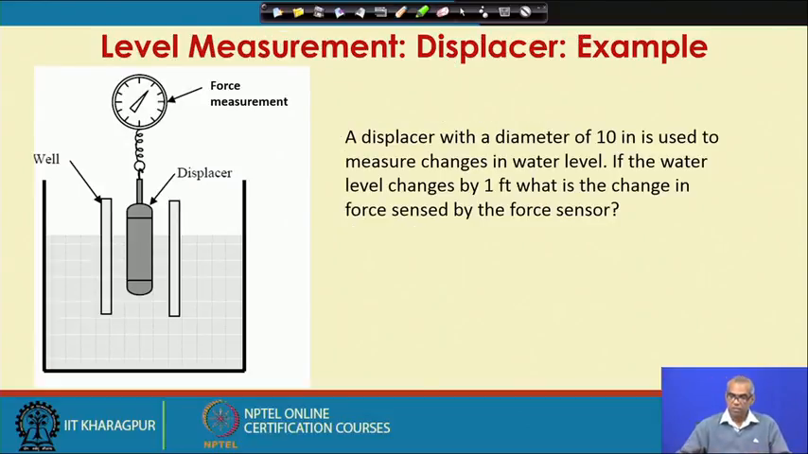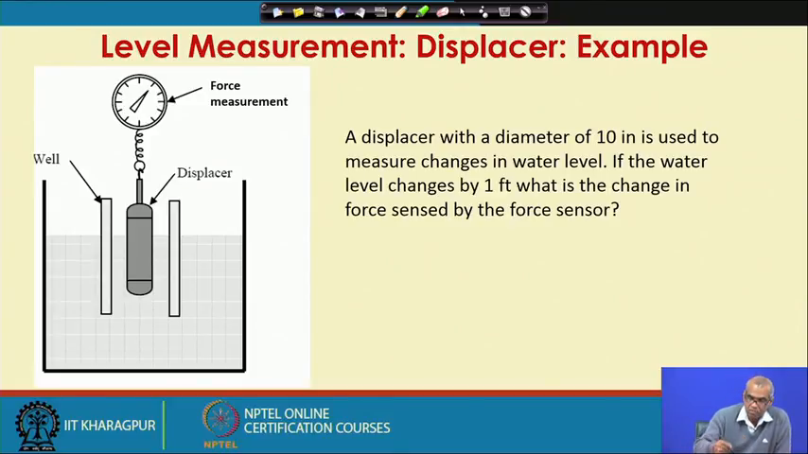Let us take a very simple numerical example. A displacer with a diameter of 10 inch is used to measure changes in water level. If the water level changes by 1 feet, what is the change in force sensed by the force sensor.